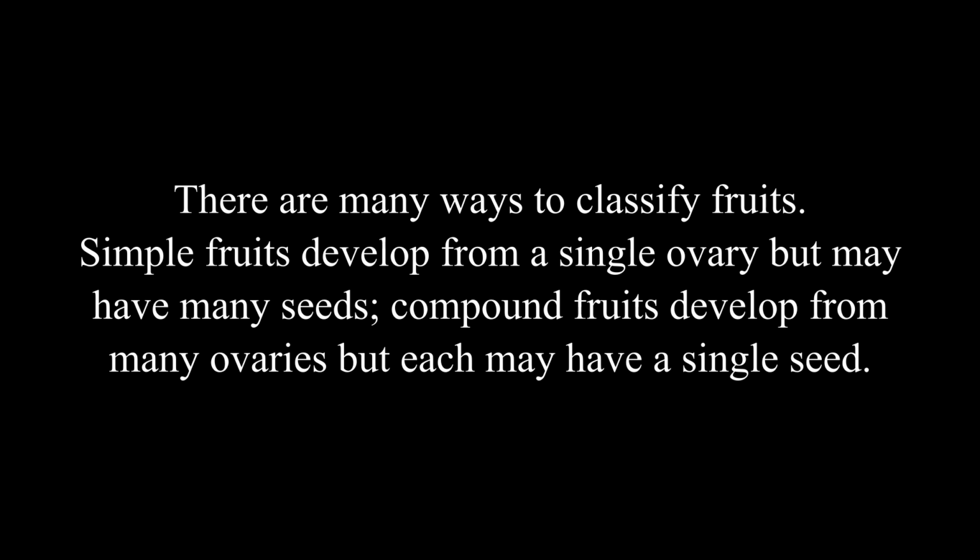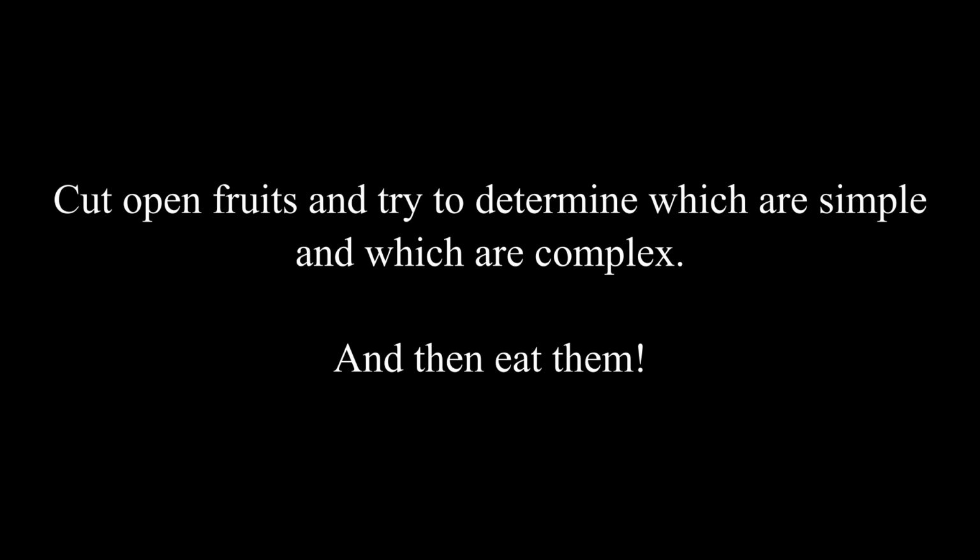First question. There are many ways to classify fruits. Simple fruits develop from a single ovary but may have many seeds. An example of that would be a grape. Compound fruits develop from many ovaries but each may have a single seed. So an example of that is a raspberry. Each little segment of the raspberry has one seed that was developed in there by its ovary, whereas in the grape it's all one ovary that has been developed into a fruit, but it has many seeds within it. Cut open fruits and try to determine which are simple and which are complex.